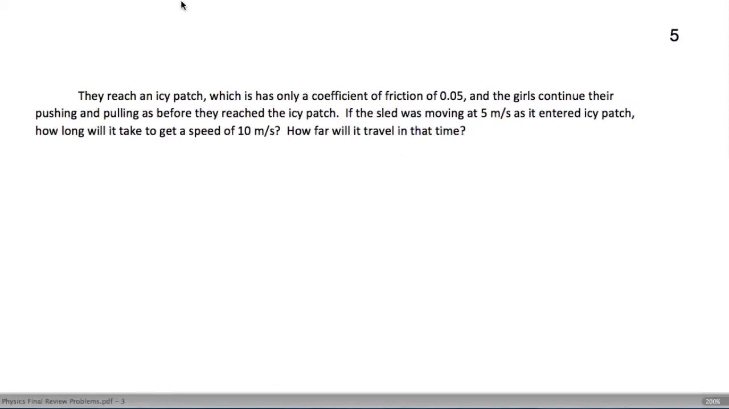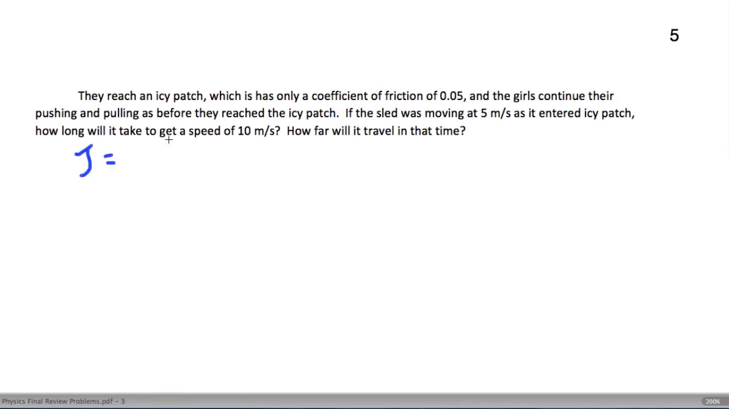Now, next problem, 6 continued. Now we've reduced the friction, so we've got a little bit of a new situation. So let's try to figure out this whole thing here. What we need to get is a new acceleration.